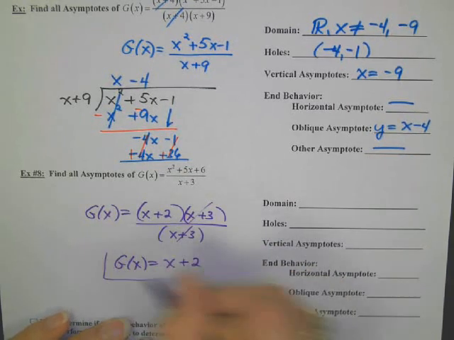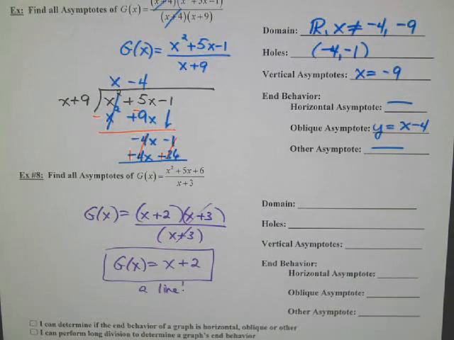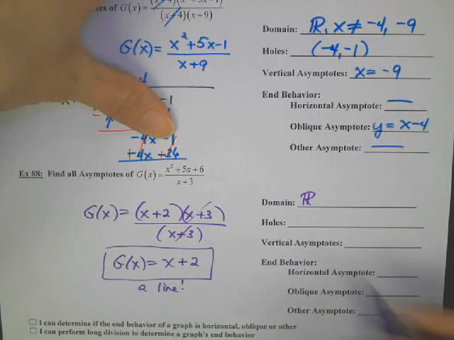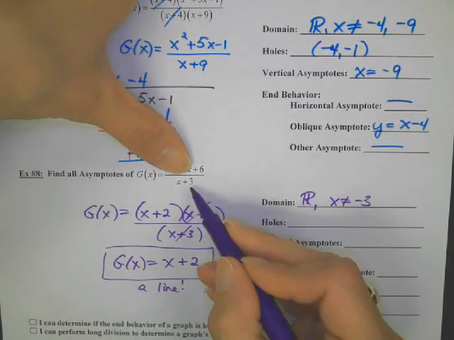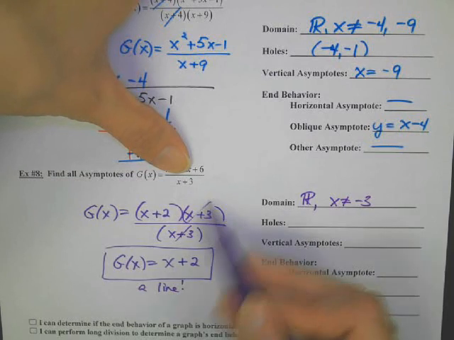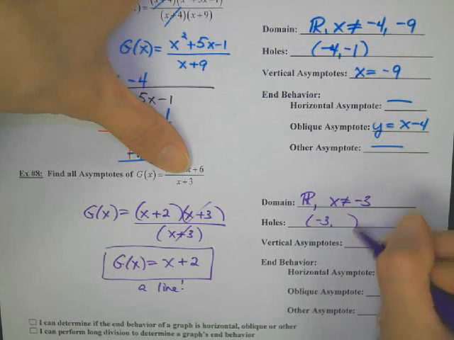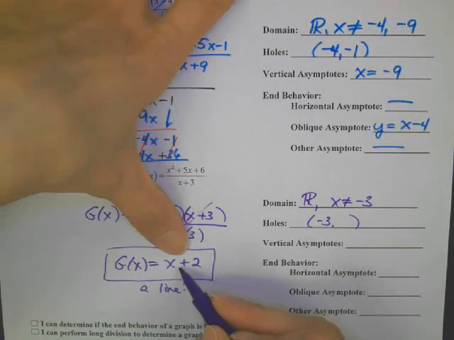So the domain, all reals. Wait, is it all reals? No, we got to say you can't equal -3 from the original problem. But when it canceled out, that makes a hole at -3, comma, go figure it out. Yep, put it into the new equation. That comes out to be -1. So it does not have any vertical asymptotes.